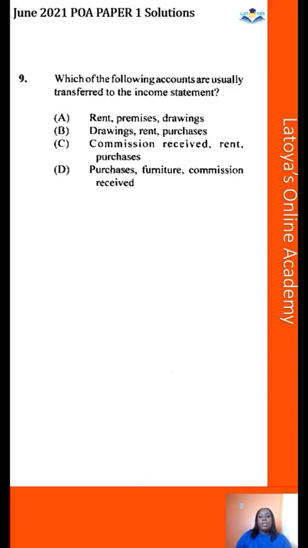Question 9. Which of the following accounts are usually transferred to the income statement? Now, in our income statement, the profit and loss, the trading and profit and loss account, commission received, rent, and purchases. Okay, premises is something you put into the balance sheet, as well as drawings, as well as furniture. So the answer is C.